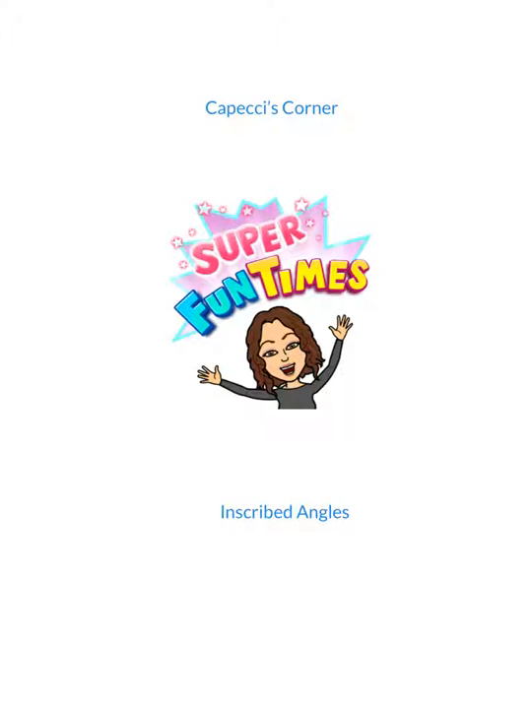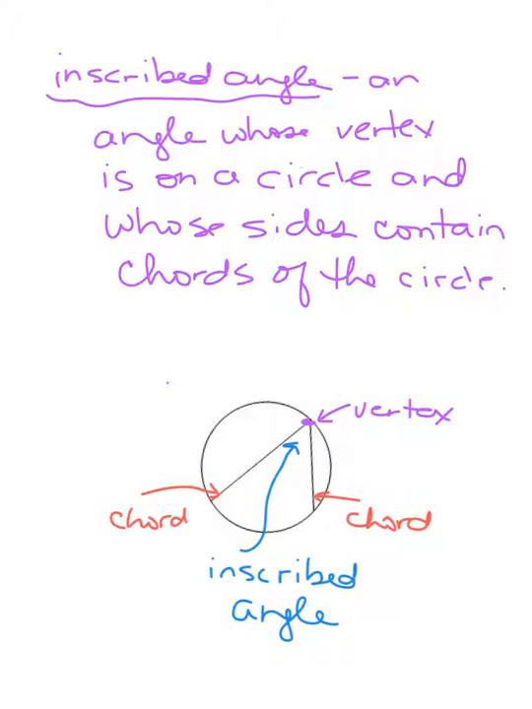Today in Capechi's Corner, we're going to look at inscribed angles. An inscribed angle is an angle whose vertex is on a circle and whose sides contain chords of the circle. So for instance, different from a central angle whose vertex is in the center of the circle, we first have our vertex here, which is on the circle itself, and the sides are made up by chords. So our inscribed angle is right here.